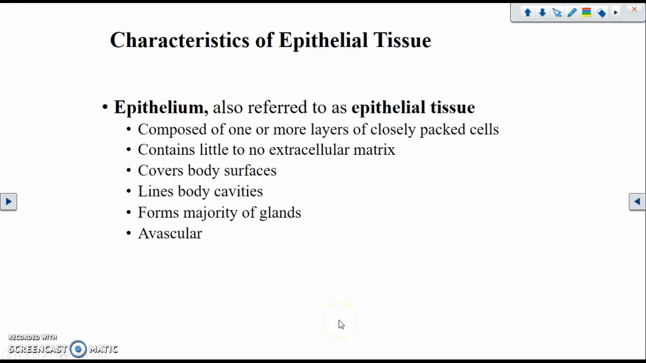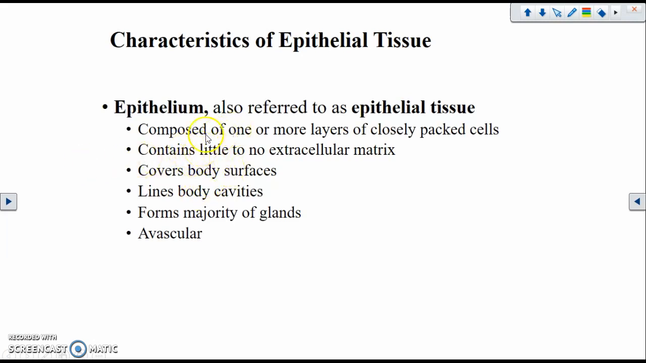Hello everyone, so this is part 2 of the connective tissue, of the tissue lecture, and in this lecture we're going to be talking briefly about epithelial tissue. Epithelial tissue, as we already looked at the organization of tissues before, covers or lines cavities and organs. Actually a big example of epithelial tissue as a bulk is your skin.